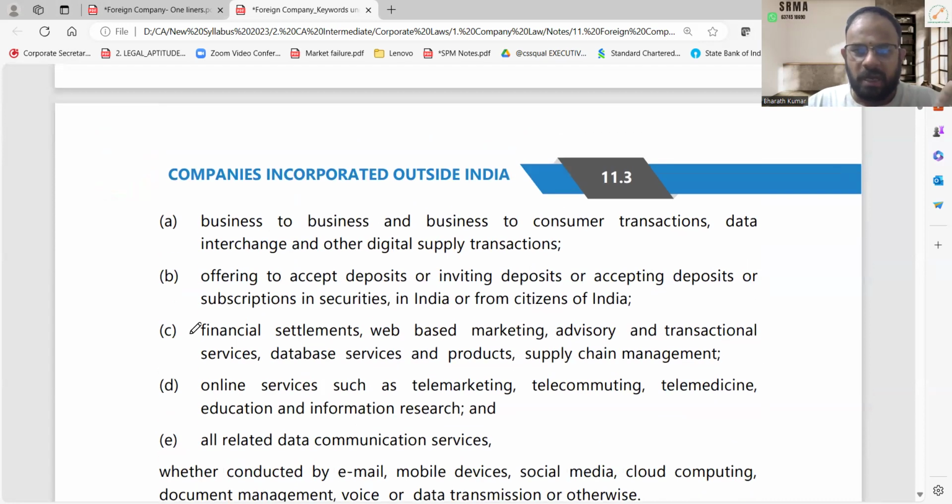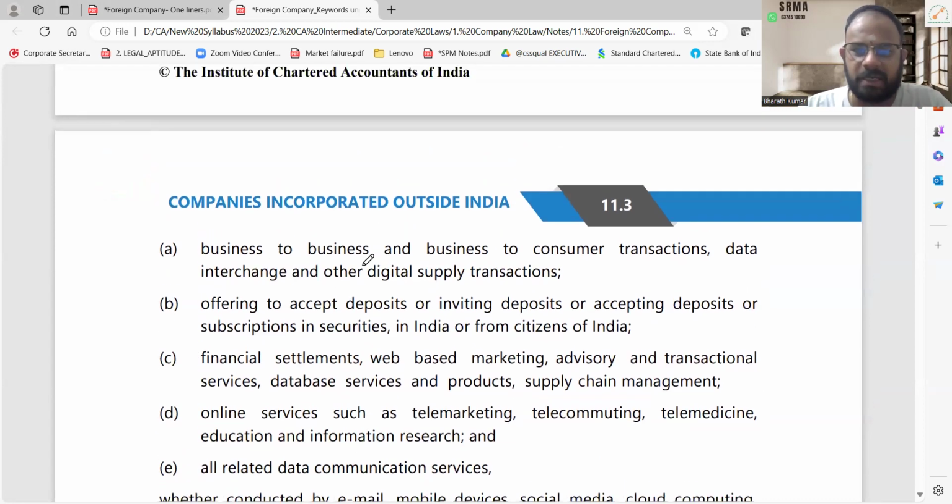Business to business and business to consumer transactions, data interchange, and other supply. B2C is business to consumer, electronic data interchange, where data alone is interchanged, and other digital supply transactions. All of this is electronic. They will ask this in the exam.